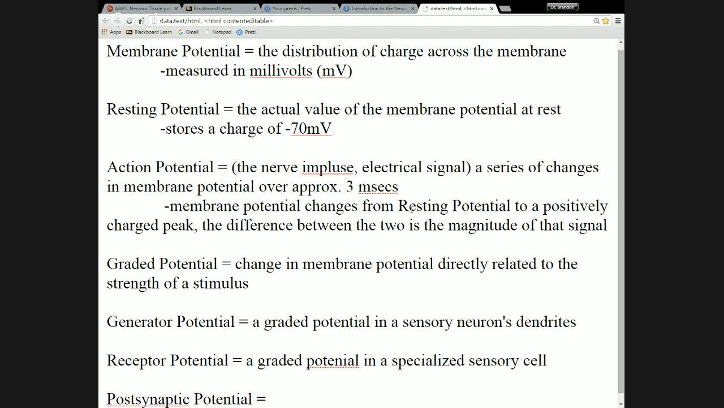But a postsynaptic potential is a graded potential at or in a target cell at a synapse. So the interneurons that I was pointing out, they don't have generator potentials, or I didn't talk about them at the time, but they don't have receptor potentials either because they're not directly interacting with the sensory input. Instead, they're getting an input from another cell, another neuron. And so they make postsynaptic potentials, which is another type of graded potential.